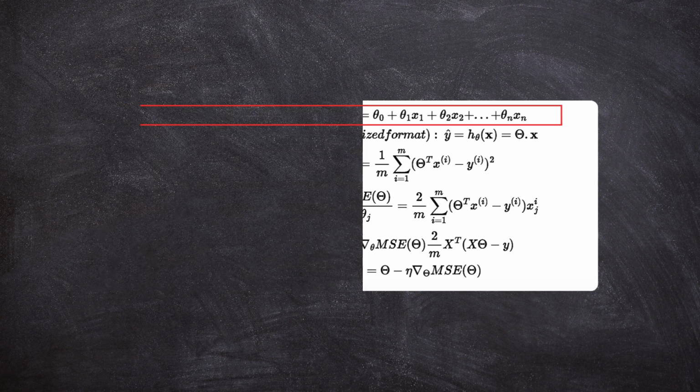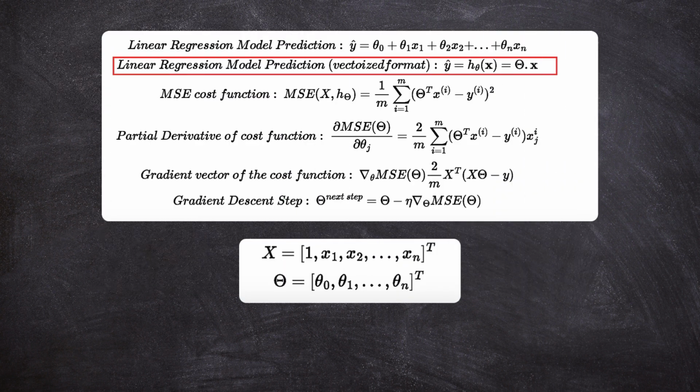Now, we can represent this equation in a more compact way, using vectors. This vectorized format is just a more efficient way to handle the calculations. Instead of writing out each term individually, we group them together. Here's how it works. X is the feature vector, which includes all input features like x1, x2, up to xn. This is usually written as a column, including a 1 for the intercept term. Theta is the parameter vector, which includes the coefficients for all the features, including the intercept.